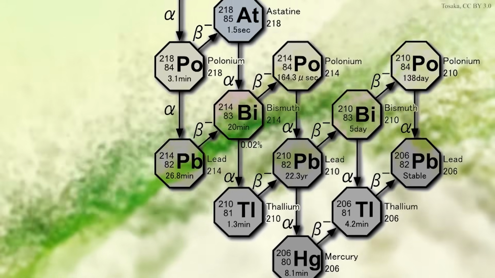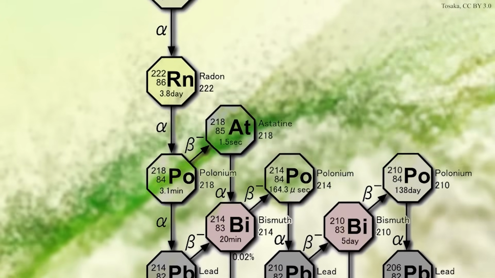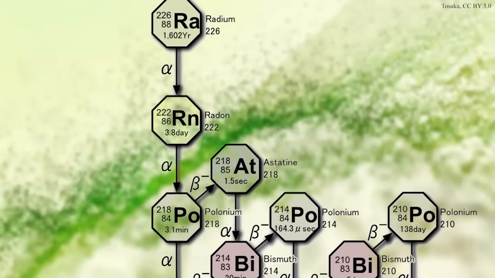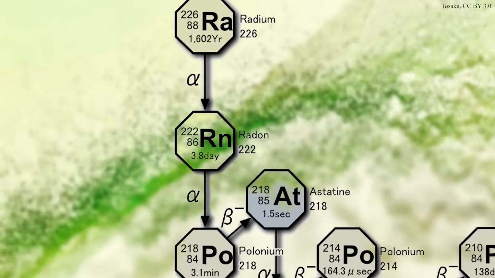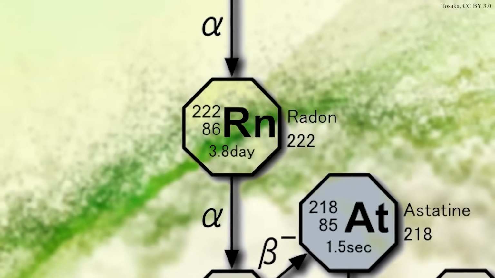Now, the most common and stable isotope of radon is radon-222, which undergoes alpha decay, emitting 2 protons and 2 neutrons, aka an alpha particle, to become the isotope polonium-218. This process has a half-life of 3.8 days, meaning that after 3.8 days, half the atoms in a given sample have decayed.